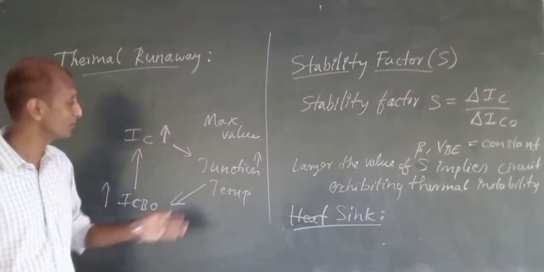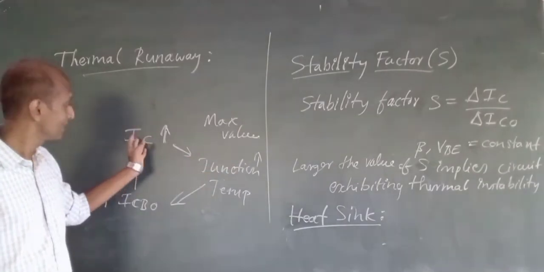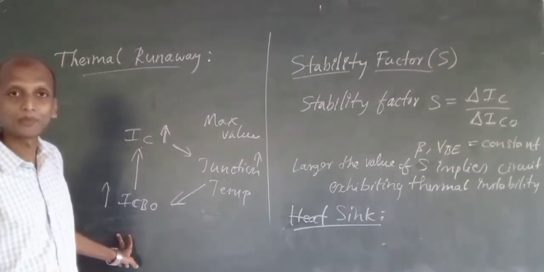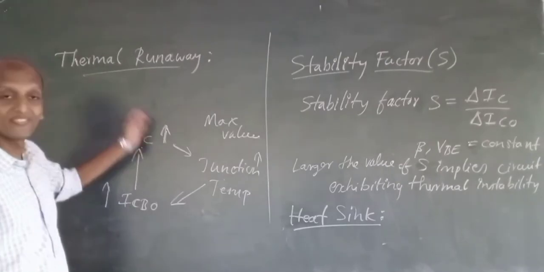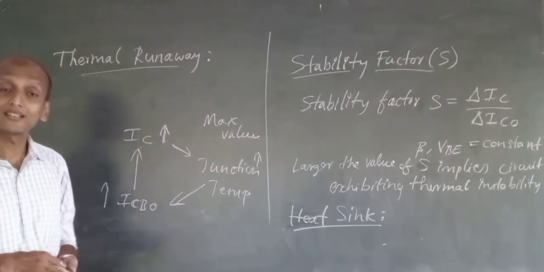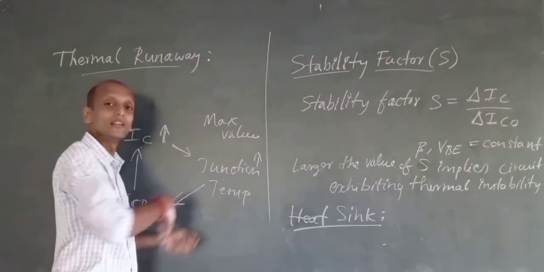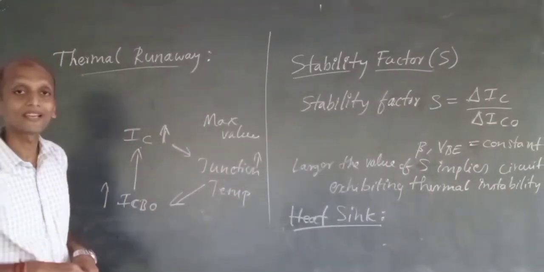Self-destruction of your transistor because of the rise in junction temperature, or we can say the collector current and the leakage current (ICBO). So this is called what? Thermal runaway. Okay, so self-destruction of the transistor because of increasing the junction temperature beyond the maximum value, and the ICBO.